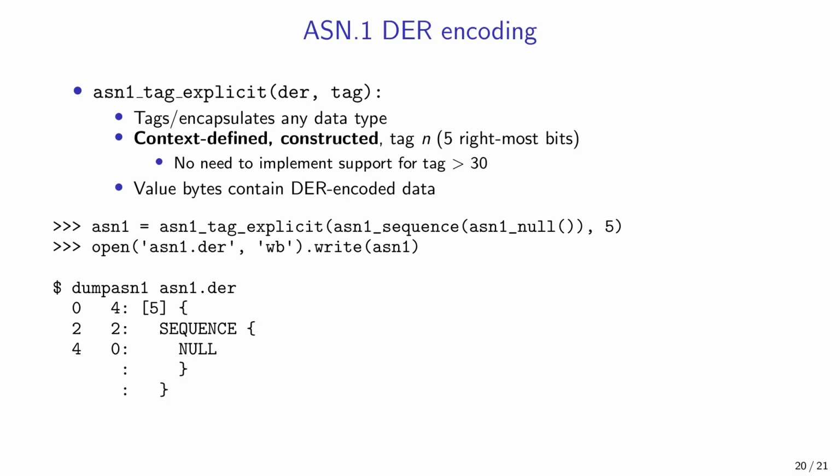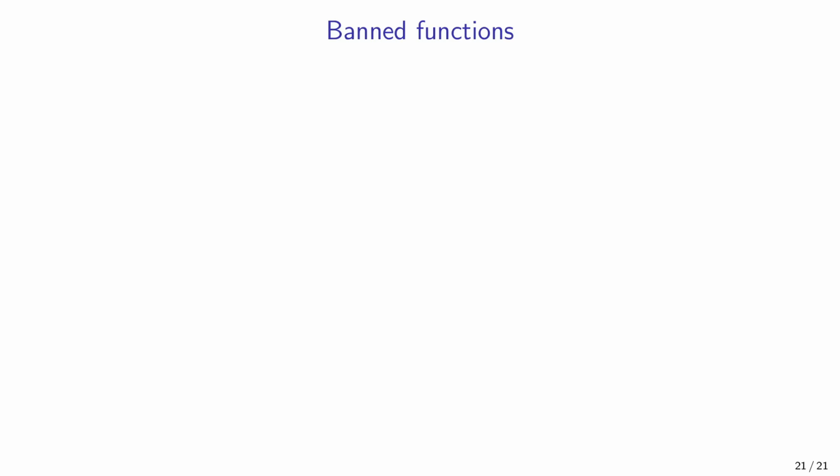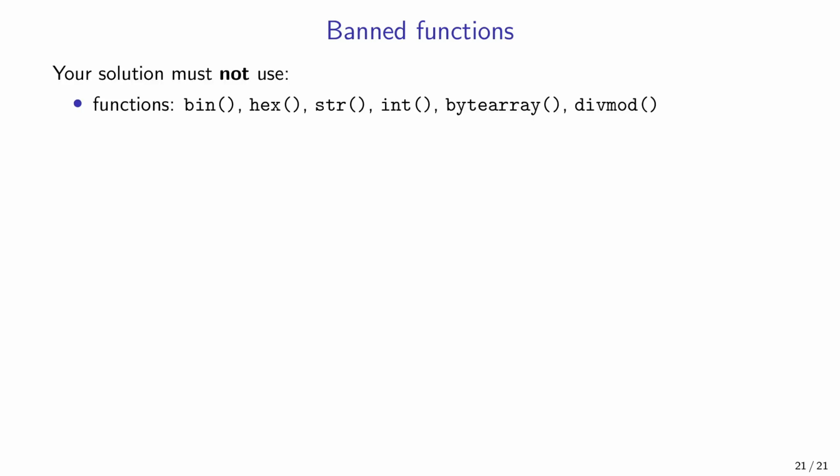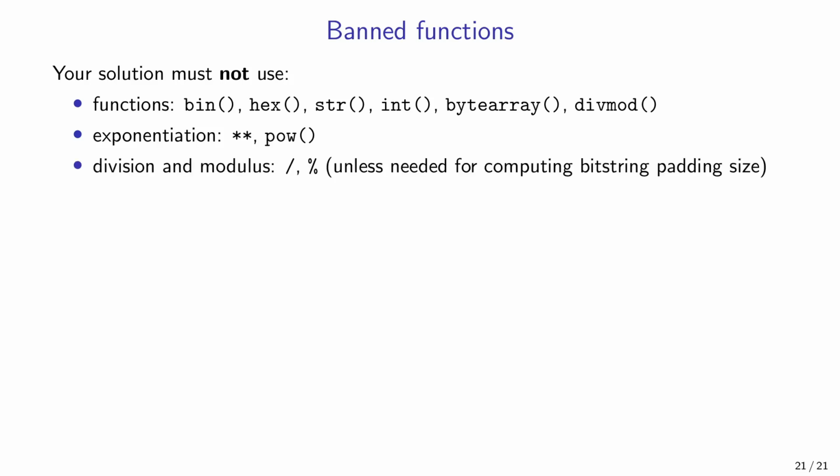We are done with ASN1 except for the last note. Banned functions for this homework. Your solution must not use functions bin, hex, str, int, bytearray, divmod, exponentiation operations, and division and modulus, unless needed for a legitimate purpose, for example, for computing bitstring padding size. Use bitwise operations as much as possible. If you are implementing the functionality using any of these functions, you are doing something very wrong.